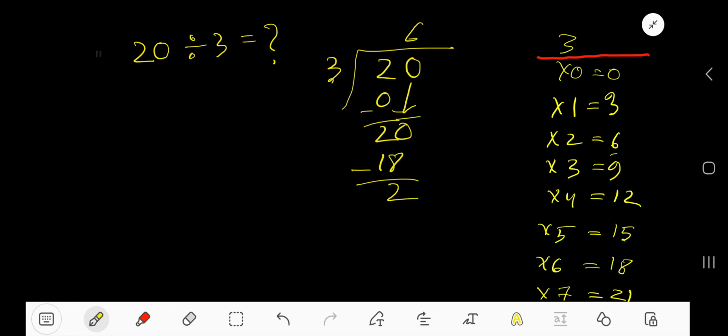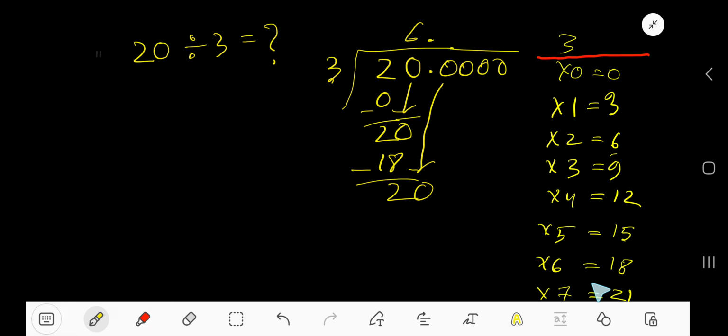But if you want to write your answer in decimal form, then convert this whole number 20 into a decimal number. Taking the decimal, then add any number of zeros. Bring down the first 0. Before the 0 there is a decimal point. The decimal must come to the quotient directly.